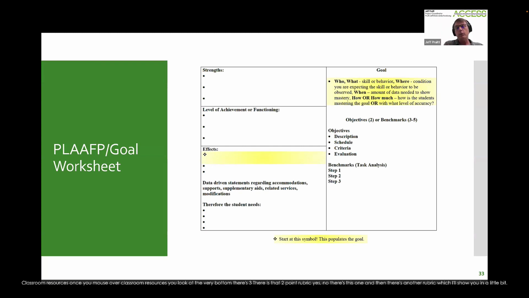There is that 2-point rubric, yes, no. There's this one, and then there's another rubric, which I'll show you in a little bit. And this is just a little walkthrough of how I do this workshop with this sheet, and the participants go through and write their PLAF and goal and objectives using the sheet.